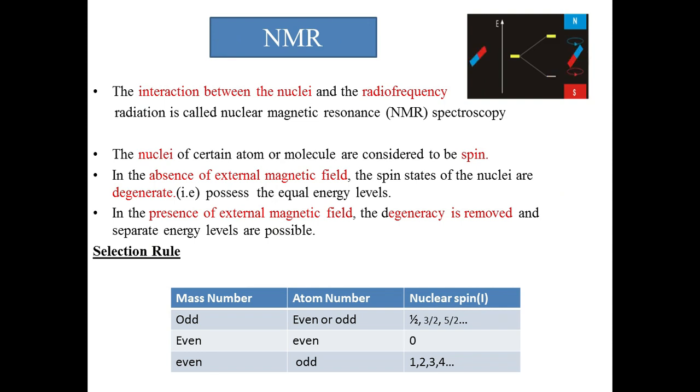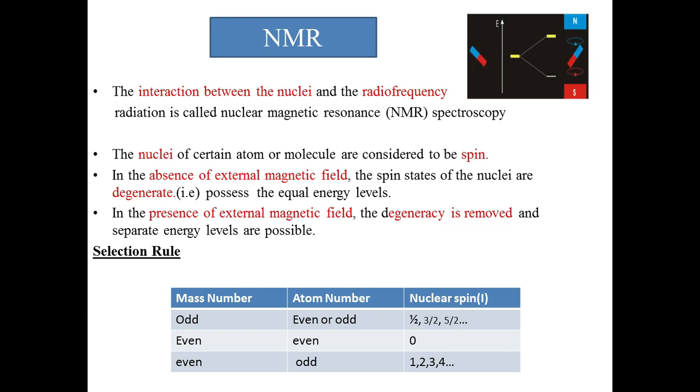The interaction between the nuclei and the radio frequency radiation is called nuclear magnetic resonance. These are nuclei of certain atoms or molecules that possess spin. In the absence of an external magnetic field, the spin states of the nuclei are degenerate, possessing equal energy levels. In the presence of the external magnetic field, degeneracy is removed and separate energy levels are possible. This is the fundamental concept.